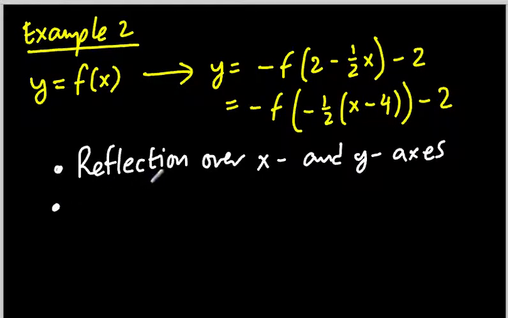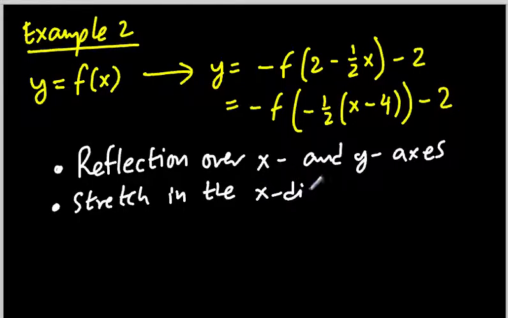Next is the stretch. Well, I don't see a vertical stretch because there's no number outside of the f, but there's definitely a horizontal stretch. So I'm just going to write stretch in the x direction. And remember, it's by the reciprocal. I should really write it by a factor of, but it's by a factor of 2. The reciprocal of half is 2. So by 2. And finally, let's do the translations.